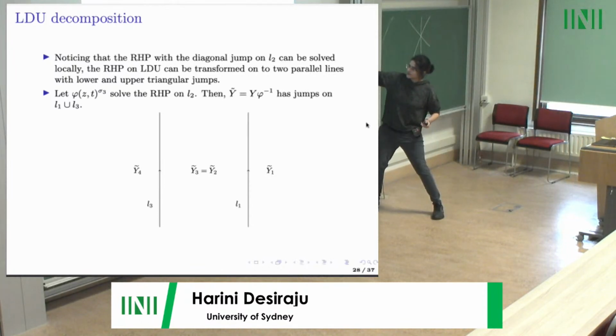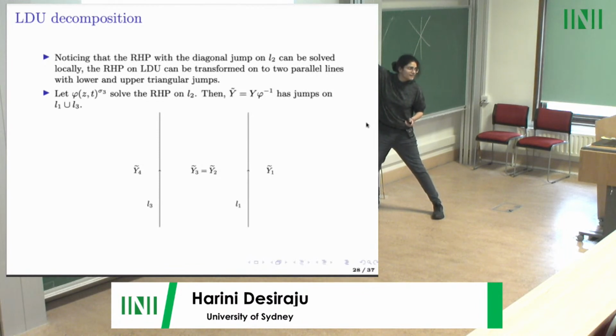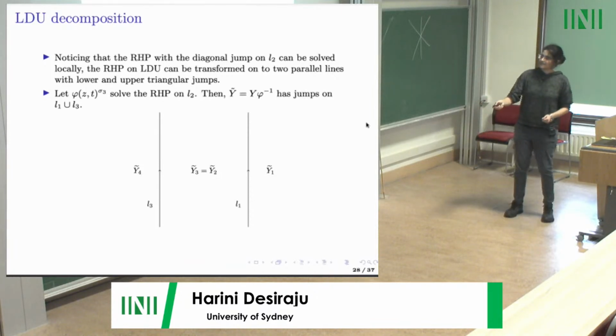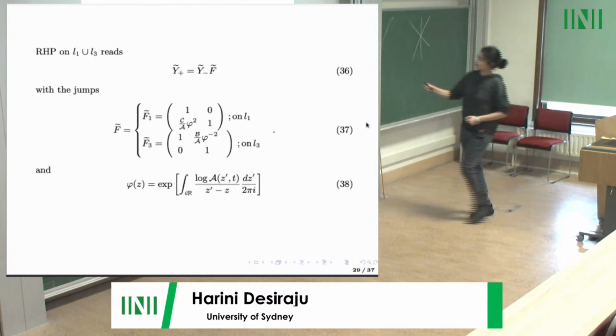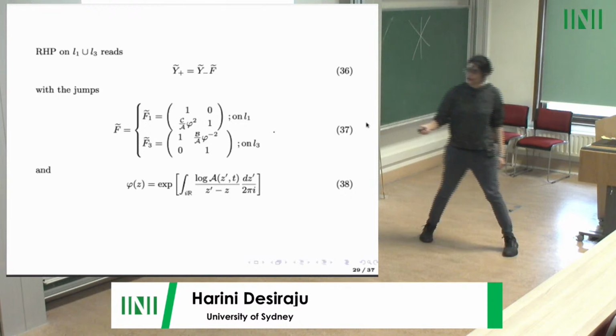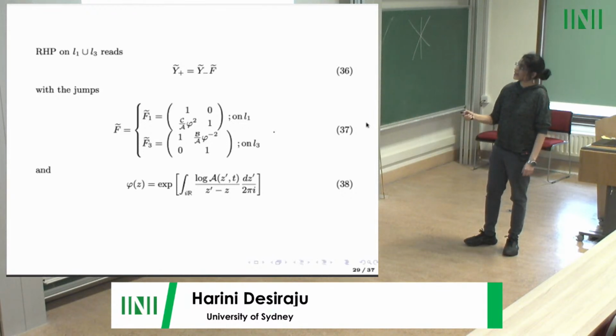I don't think this is visible, really. Is this better? Maybe. OK, so I started from here. I came all the way here. Now, because you only have lower and upper triangular matrices, you can write your jump in the desired form.